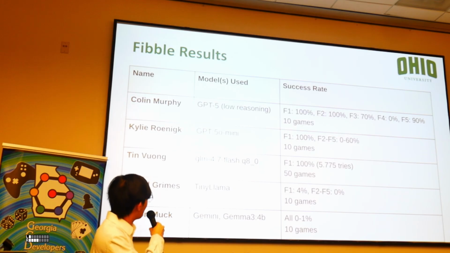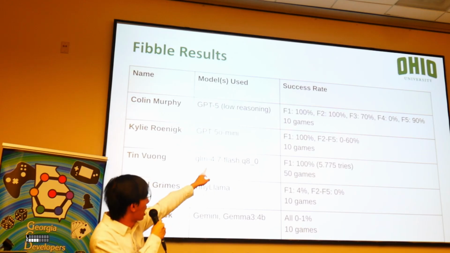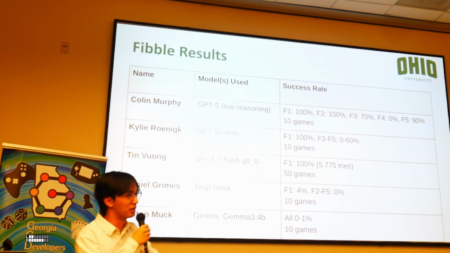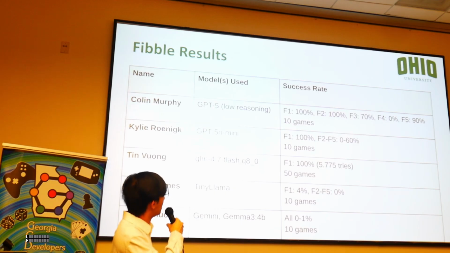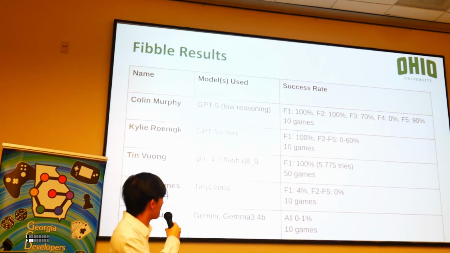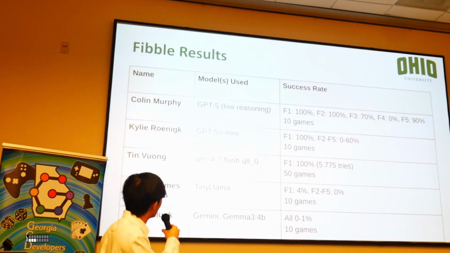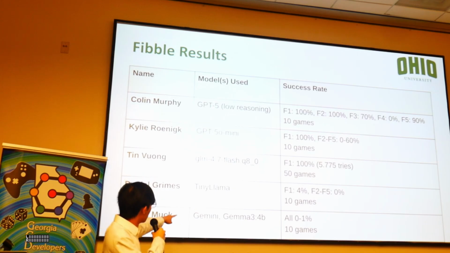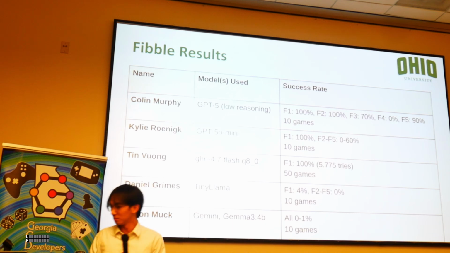Fibble 1 was solved by most of the commercial models 100% of the time. But as you can see, when we move on to higher levels, introducing more lies and increasing the search space exponentially, the performance degrades. Interestingly, GPT-5 was able to solve Fibble 5 90% of the time, but other smaller models weren't able to solve them. And the smaller local models basically struggle and couldn't even solve it most of the time.